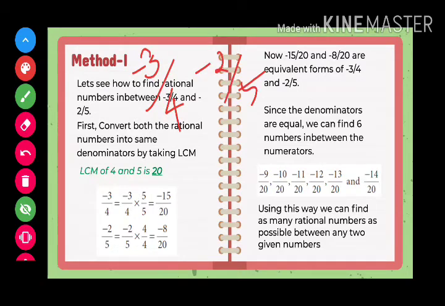These are the two rational numbers between which we have to find another rational number, or how many numbers possible we can find. First let's see these two rational numbers, -3 by 4 and -2 by 5. By seeing only you can tell that the denominators of the two rational numbers are not same. So whenever we get a situation like this, the first thing we should do is convert both the denominators into the same number.